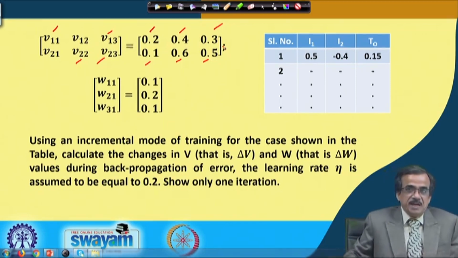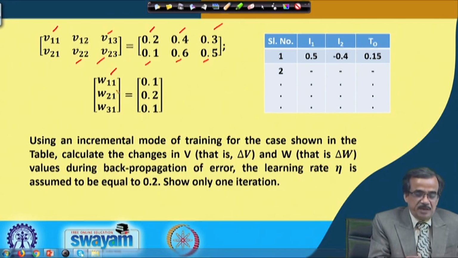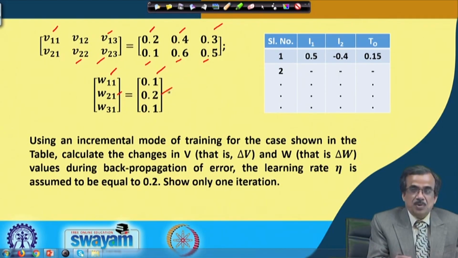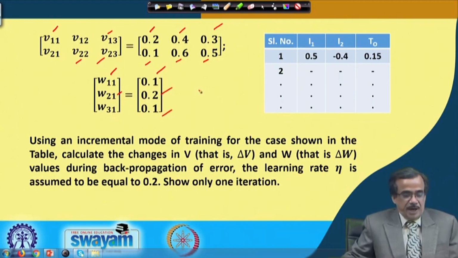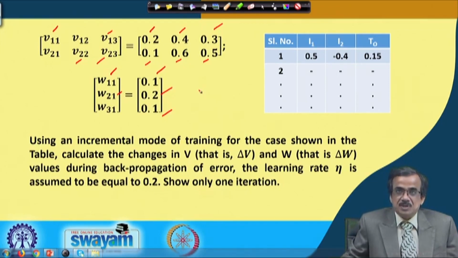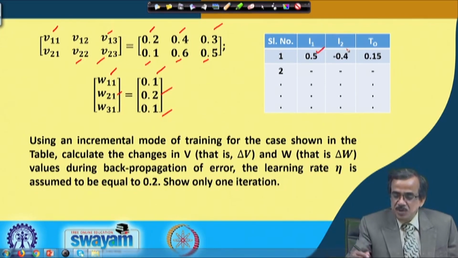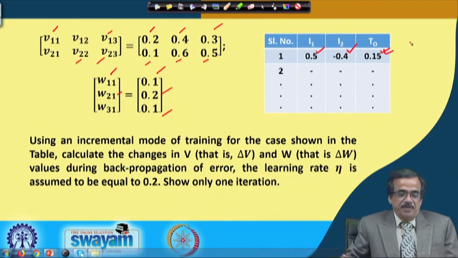Similarly, for the connecting weights between the hidden layer and the output layer, W11, the connecting weight between the first hidden neuron and the output neuron, is 0.1. The connecting weight between the second hidden neuron and the output neuron, W21, is 0.2. Similarly, W31 is 0.1. Here we have a large number of training scenarios, and out of all of them I am going to show only one. The training scenario is: if I1 is 0.5 and I2 is minus 0.4, then the target output is 0.15.